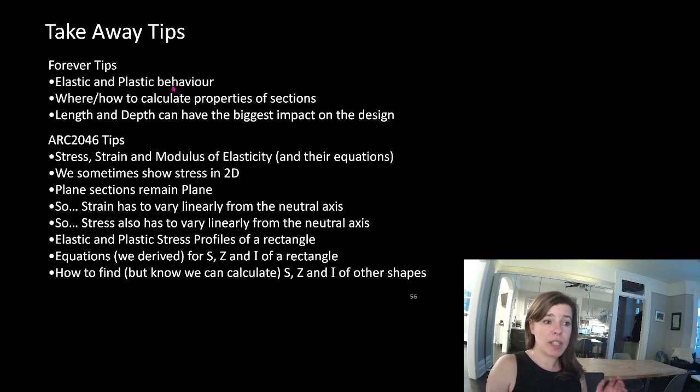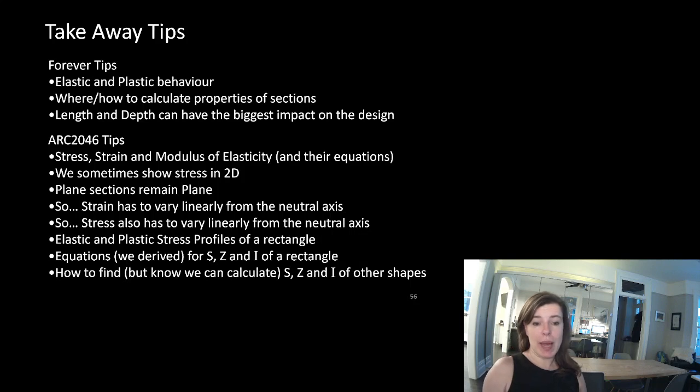Forever tips, you should understand that there's elastic and plastic behavior, where and how to calculate section properties, which I'm not really gonna make you do except for a rectangle, that length and depth can have the biggest impact on the design. That is a huge takeaway. If you need to make a change when you're working in your career 20 years from now and something just isn't working, but you can't reduce your load, shorten the span by a tiny little bit. If you can, that's going to have a big impact.